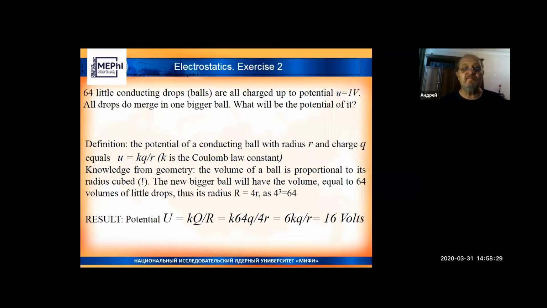So the ball in which all 64 little drops merge will have a radius 4 times bigger than the radius of each little drop. We may now calculate the potential. K is the same constant. Capital Q is 64 little q's, and capital R, the radius of the ball, is 4 little r's. The result is 16 little phi, that is, 16 volts.